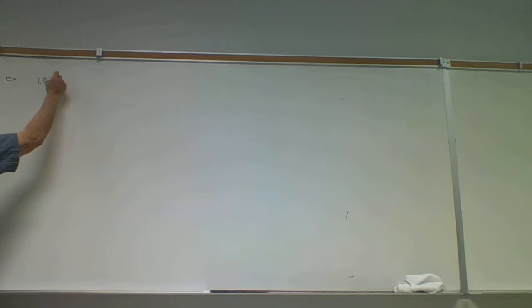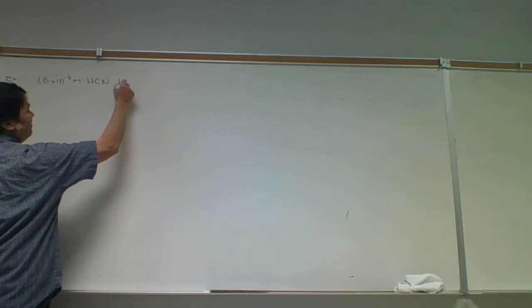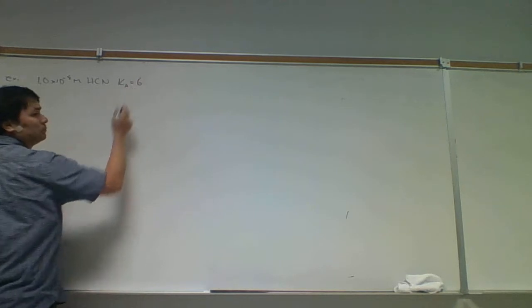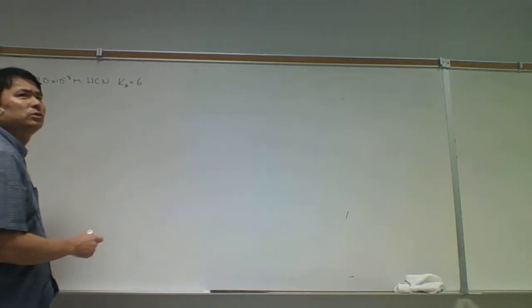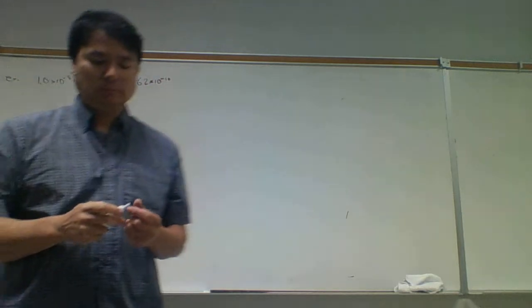We're going to look at 1.0 times 10 to the minus 8 molar HCN, and the Ka value for this is equal to 6.2 times 10 to the minus 10. All right, the method that we've been using so far is the stepwise method. With the stepwise method, I've been starting off with the biggest K, and then just going smaller in each successive step.